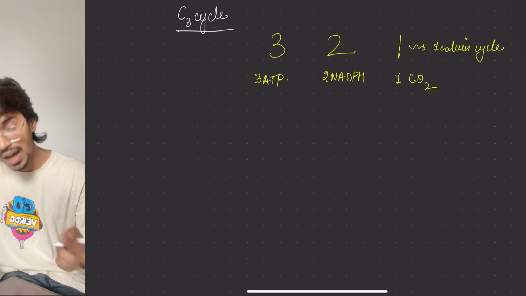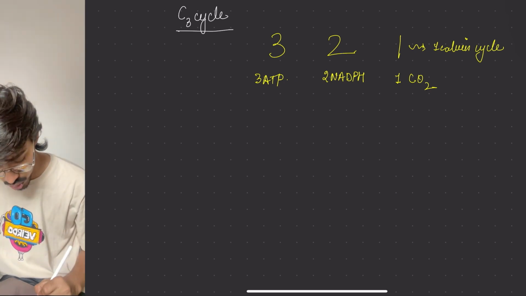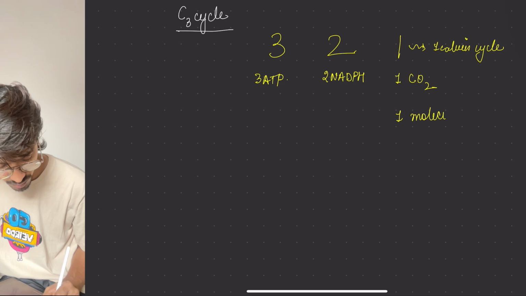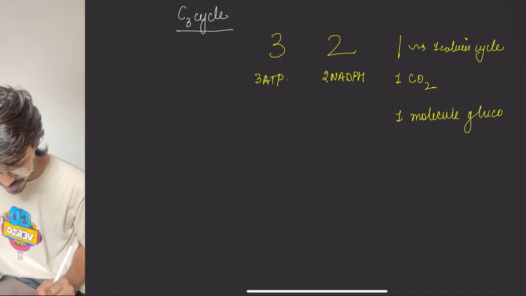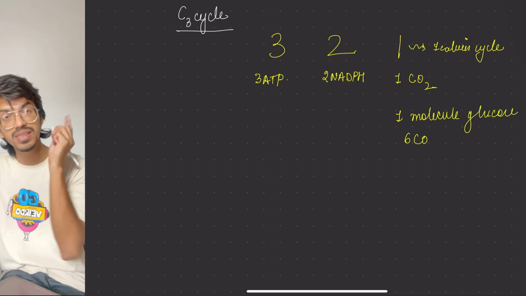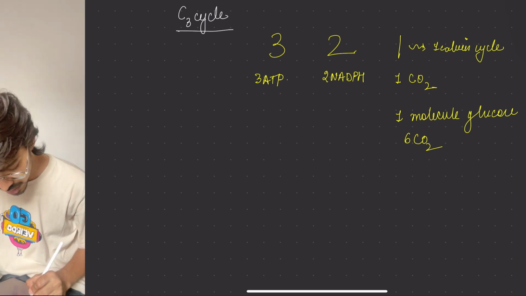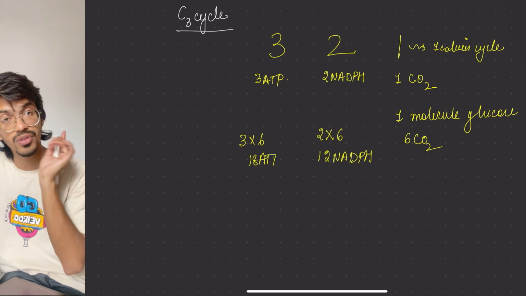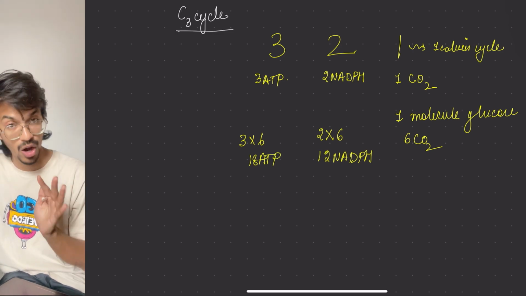So if someone asks to make one molecule of glucose, it means 6 carbons will be present, so 6 cycles will take place. So 2 into 6, that is 12 NADPH will be required, whereas 3 into 6, that is 18 ATP will be required. This is the first thing you have to remember, the trick of how to do it.